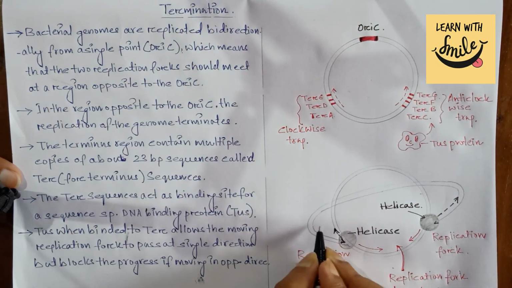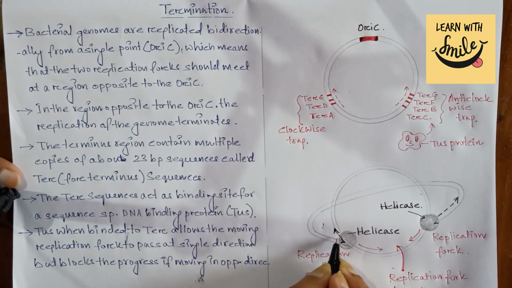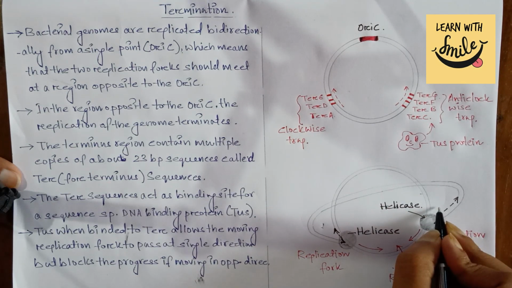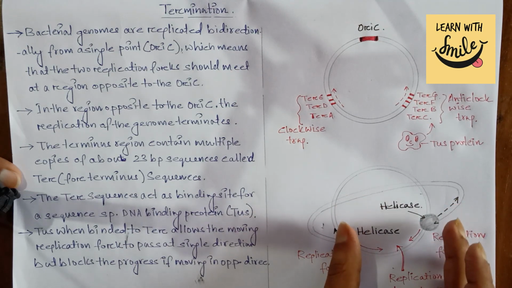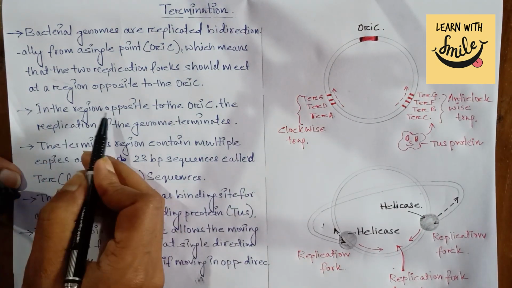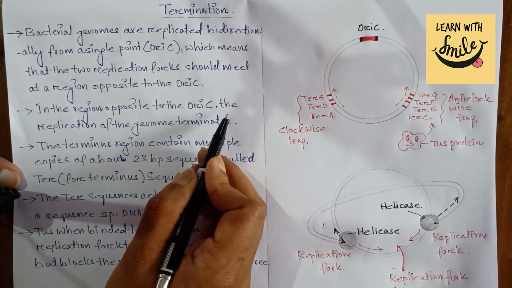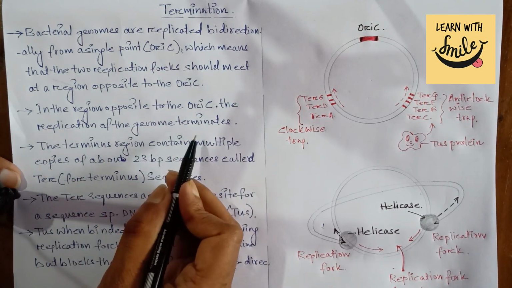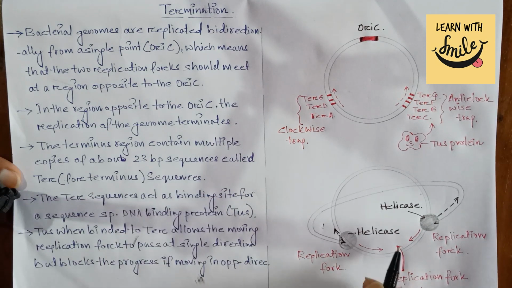Now see, this is the first replication fork. You can see here, this is the second replication fork. If the replication forks continue their movement, they will meet somewhere at the opposite end of the ori C, right? In the region opposite to the ori C, the replication of the genome terminates. Now how does it terminate? For that, look at a diagram.